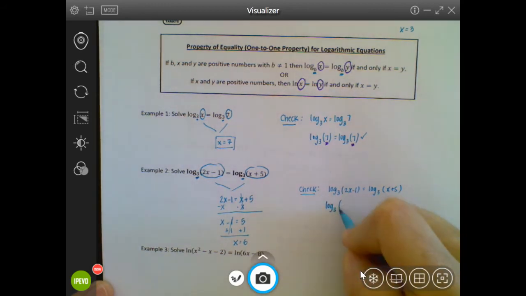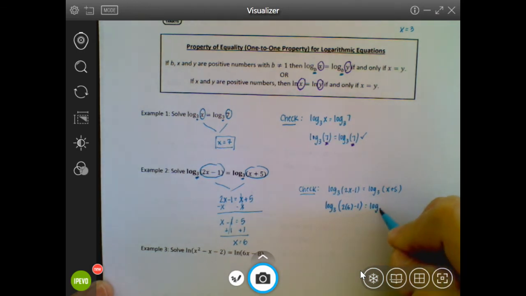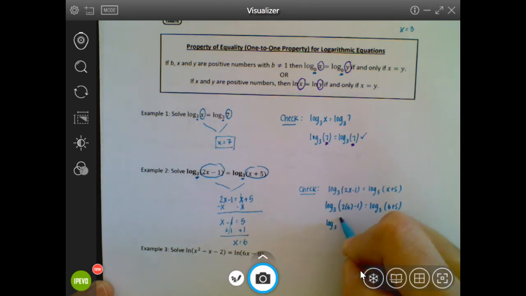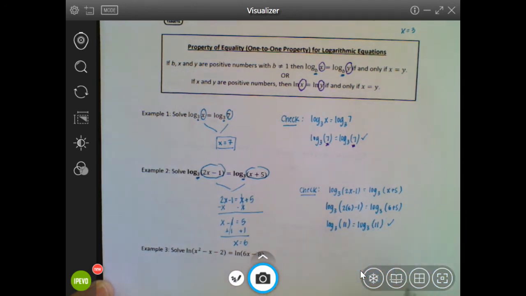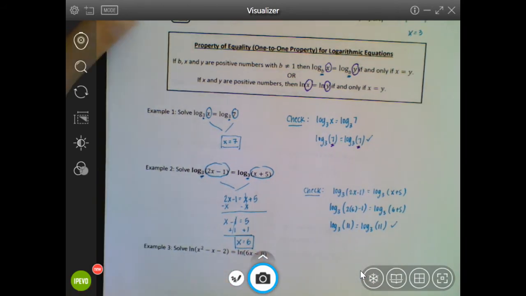So log base 3 of 2 times 6 minus 1 equal to log base 3 of 6 plus 5. I'll simplify this just to make sure it works. So 2 times 6 is 12 minus 1 is 11. And on the other side, 6 plus 5 is 11. So this works. These values are positive. That checks out. So that means that our x value of 6 does work.